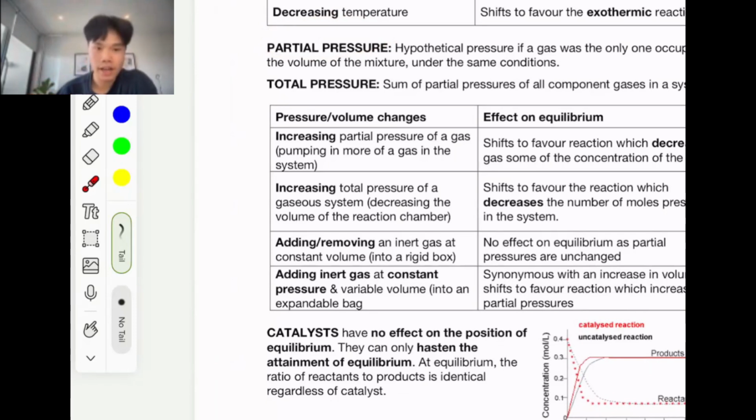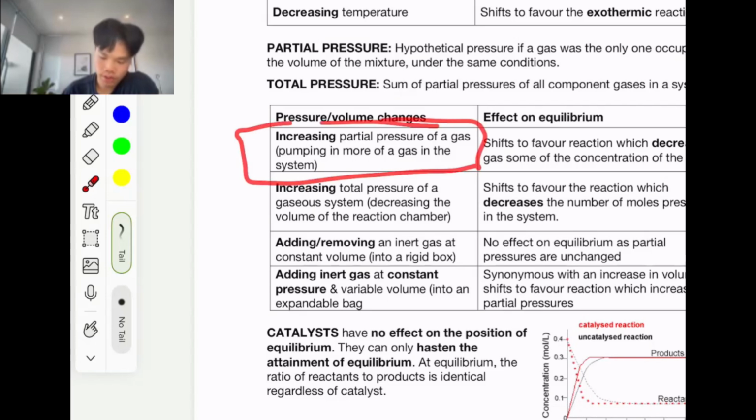When we talk about equilibria shifts, it's actually partial pressure that decides when we are going to shift one way or the other. And the shift to remember is increasing partial pressure of a single gas. You think of this the same as increasing the concentration of that gas, and so you will shift to decrease that gas concentration. If you increase the total pressure, you increase all of the partial pressures, and you shift to decrease the number of moles present in order to bring the total pressure back down.